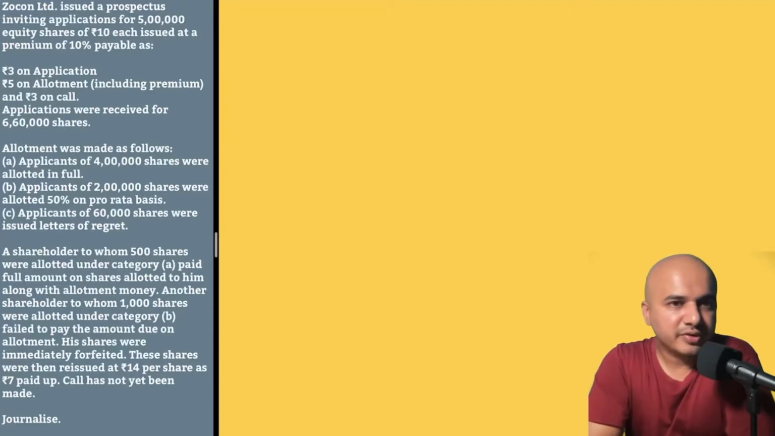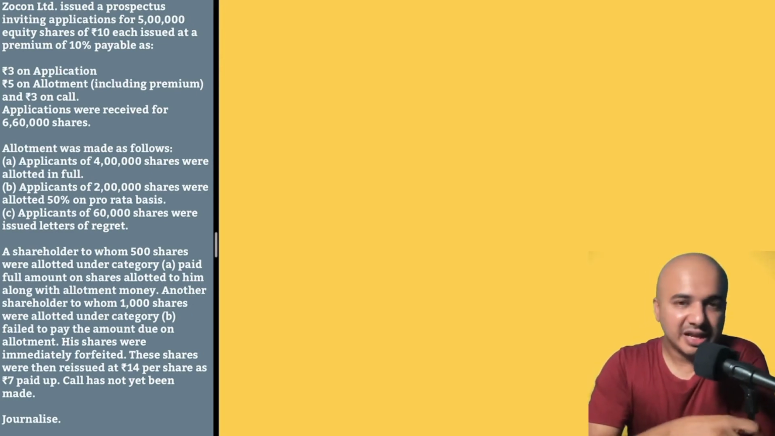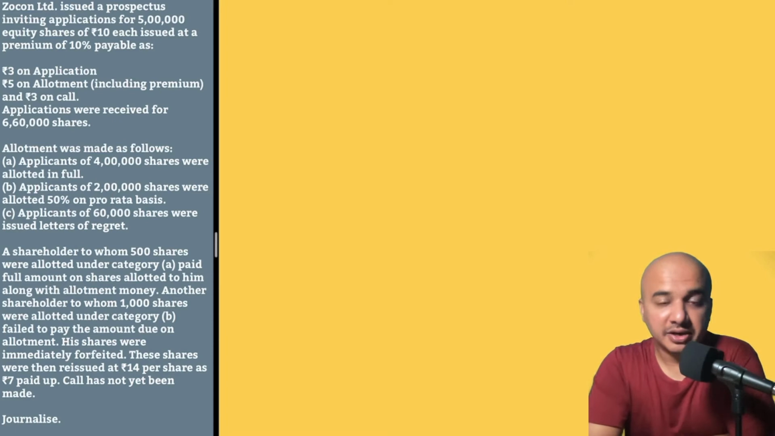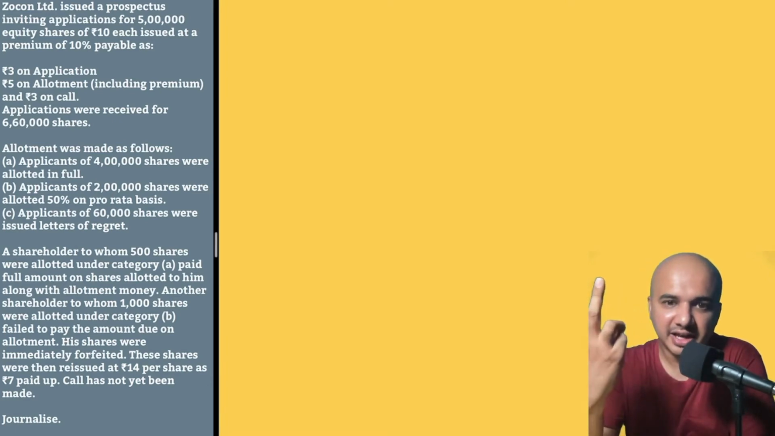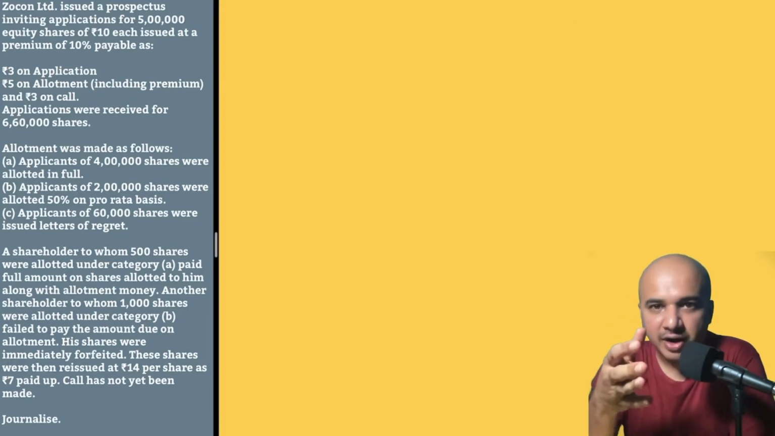So far what we have seen is the company has invited applications to the tune of 5 lakh equity shares of rupees 10 each, but issued at a premium of 1 rupee. And the company received 6 lakh and 60,000 applications, and we divided that into 3 different categories: category A, B, and C. In case of category A, we issued in full, that is 1:1 allotment.